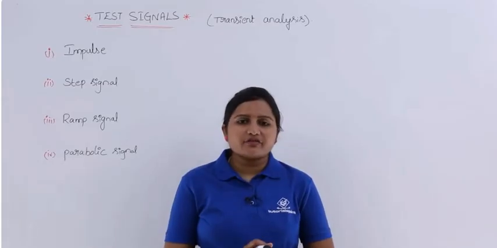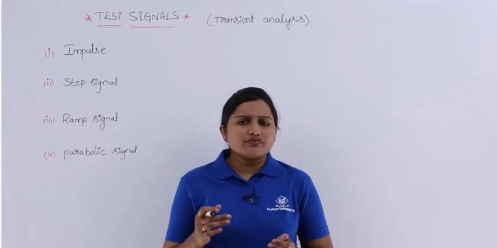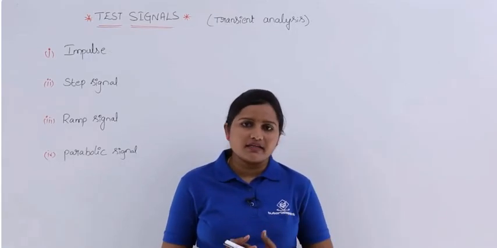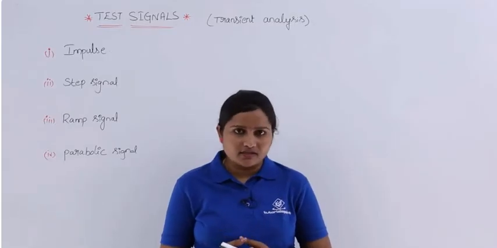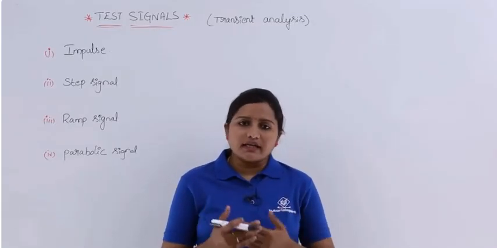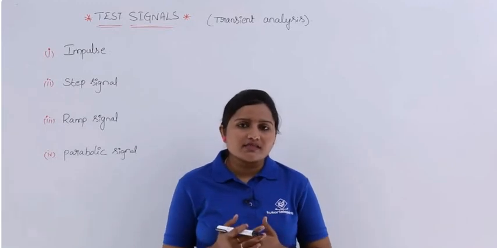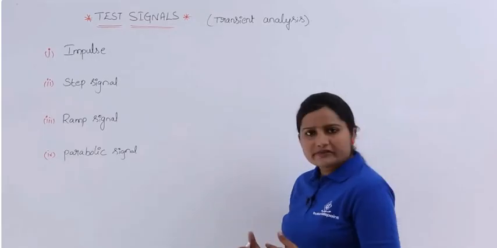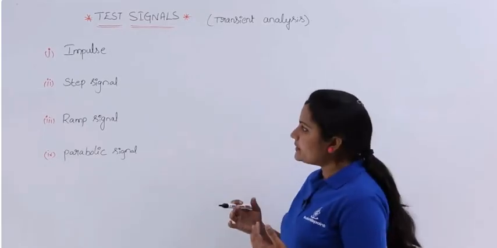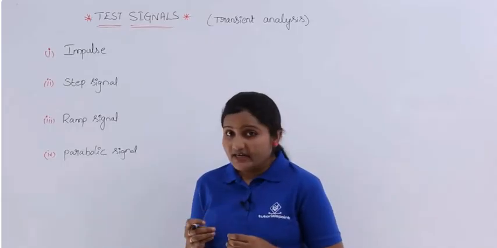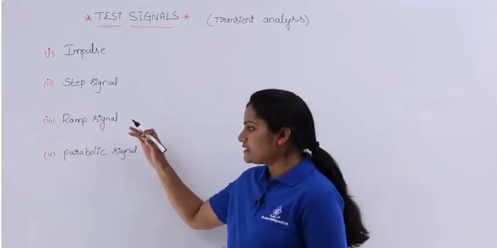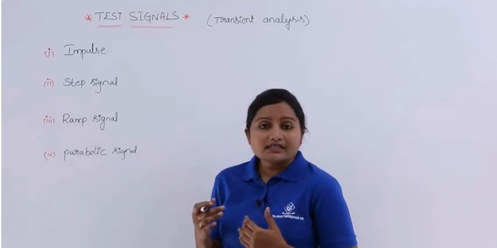In this video, we are going to discuss the test signals in transient analysis. We discussed that we have two types of analysis: transient analysis and steady state analysis. When you are doing transient analysis, you need to know about the test signals. In signals and systems also, we discussed that impulse and step are the very best test signals to test any system. Here we are adding two more signals, the ramp signal and the parabolic signal, as test signals.